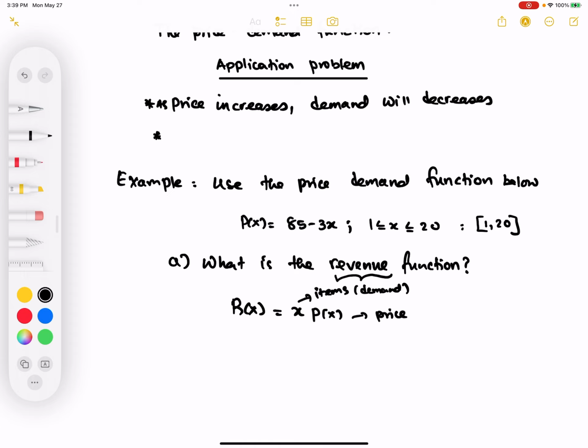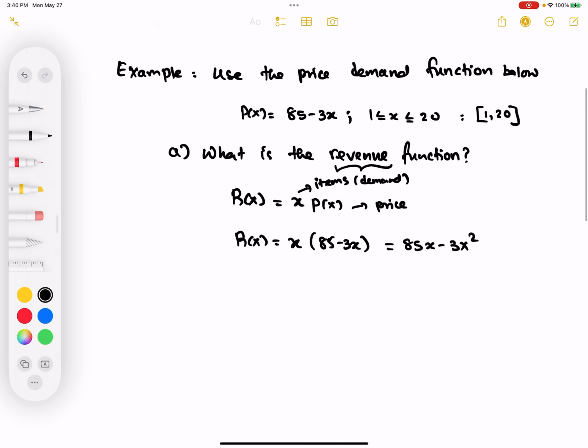Assume that the price of a single coffee is $2. That is the price. And if you sell 100 coffees, the total revenue that a coffee shop generates is 200, the same thing. So let's do it. R of x is x times P of x, which is given as 85 minus 3x. So I can write this as 85x minus 3x squared. This is the revenue function.